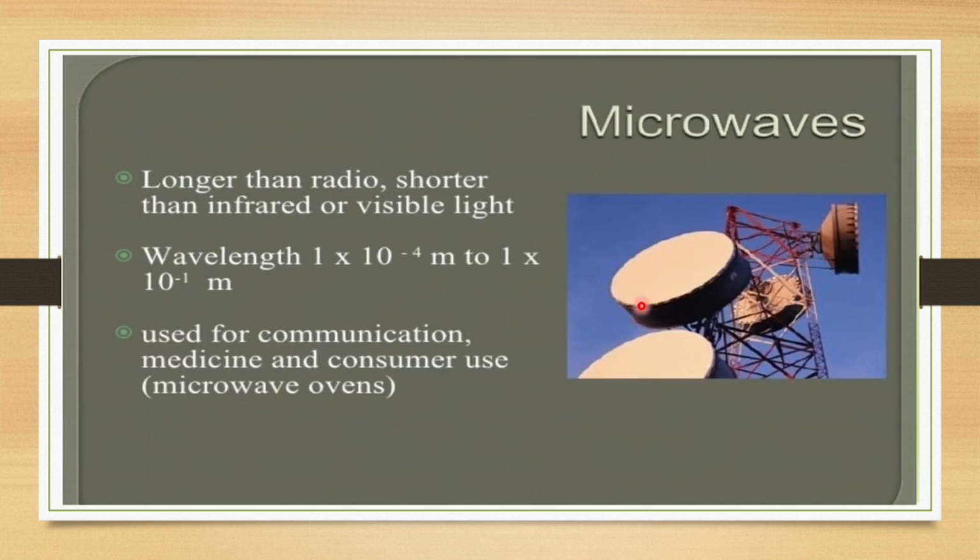Next is microwaves. Microwaves are shorter than radio waves but longer than infrared or visible light. The wavelength ranges between 1 x 10^-4 meter to 1 x 10^-1 meter. They are used for communication, medicine, and consumer use. As the name denotes, they are used in producing microwave ovens.